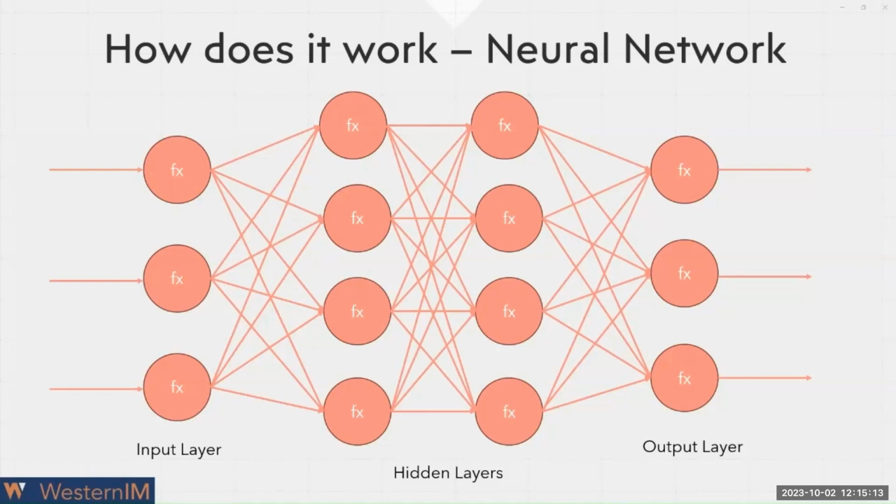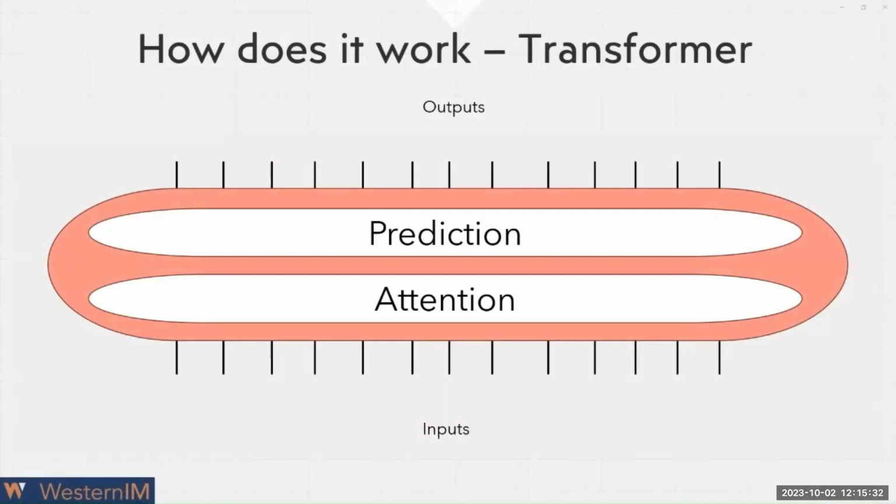Neural networks like this provided indifferent results for generating text until the development of transformers in 2017. Transformers replaced the nodes of the neural network with a new way of generating text. Let's look at how a transformer works. This is a simplified diagram of a transformer. The transformer is divided into two parts, an attention layer and a prediction layer.